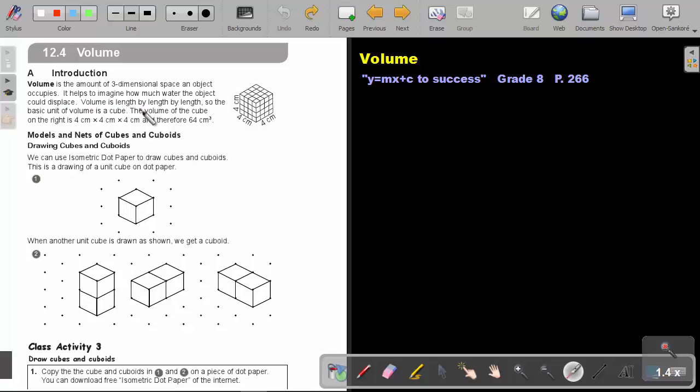Volume is length by length by length, so the basic unit of volume is a cube. The volume of the cube on the right is 4 centimeters multiplied by 4 centimeters multiplied by 4 centimeters, and therefore 64 cubic centimeters. That means there are 64 of these little 1 by 1 by 1 cubes.